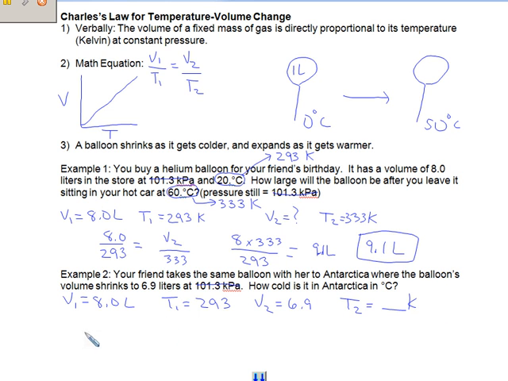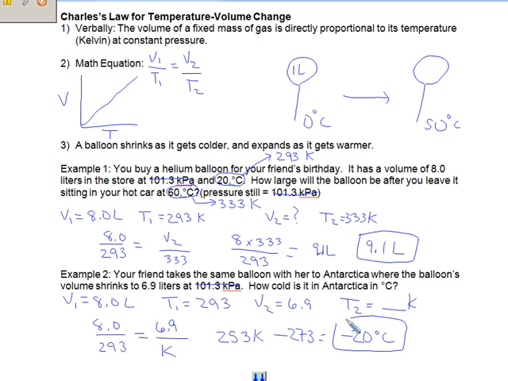So we go ahead and set that up. We're going to have 8.0 divided by 293 equals 6.9. Divide that by, and we need to figure out what our kelvins are there. Our answer ends up being 253 K. We're going to subtract 273 degrees to get minus 20 degrees Celsius as our final answer. At this point, you're ready to try some Charles' Law problems.